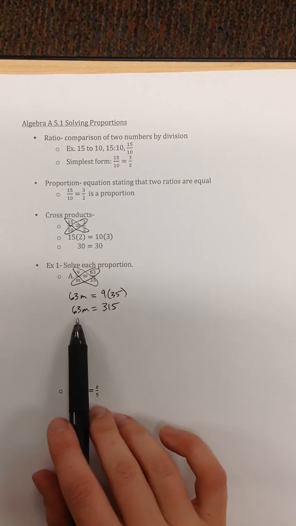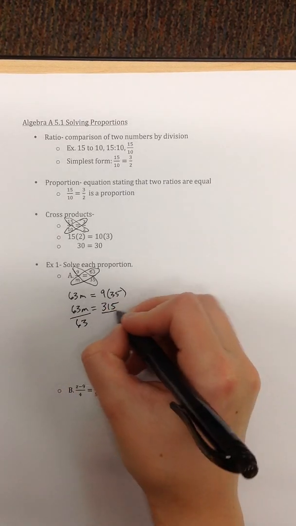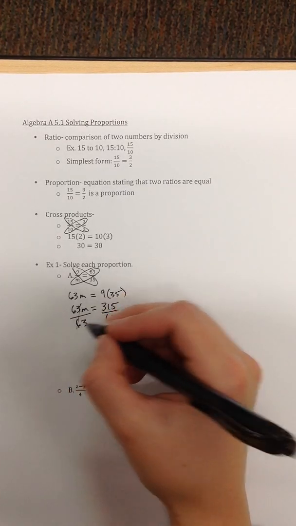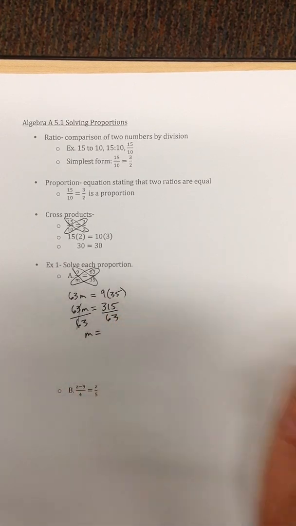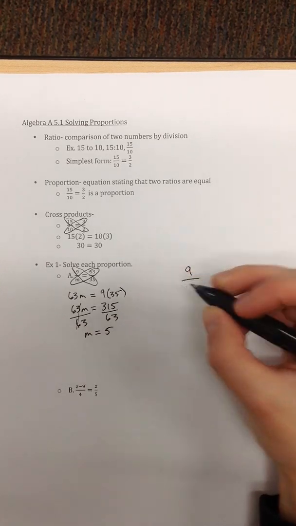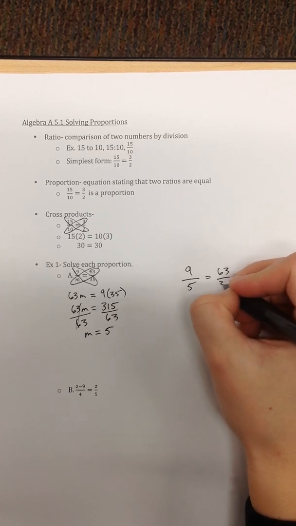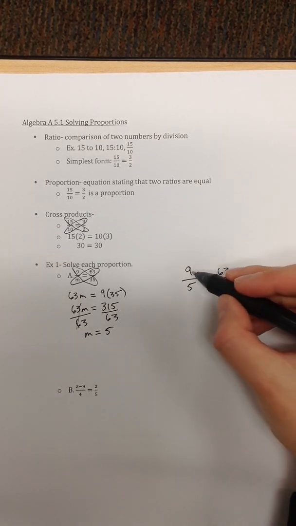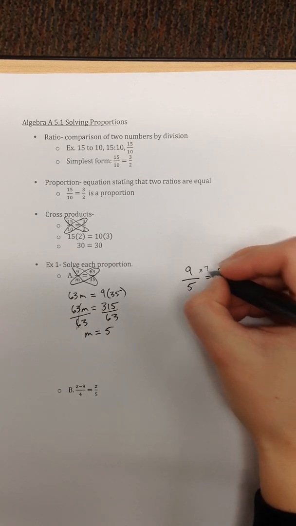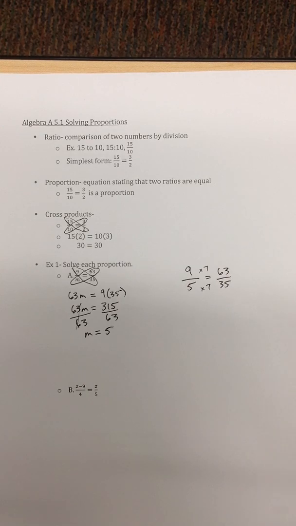To get rid of multiplying by 63, just like the equations we've done before, we divide by 63 on each side, because then the 63s will go away. We'll have just m is equal to 315 divided by 63, so m comes out to be 5. Now if we think about this logically, if I had 9 and then instead of the m I put a 5 in there, is equal to 63 over 35. To get from 9 to 63, we would have to multiply by 7. Same to get from 5 to 35, we would also multiply by 7.